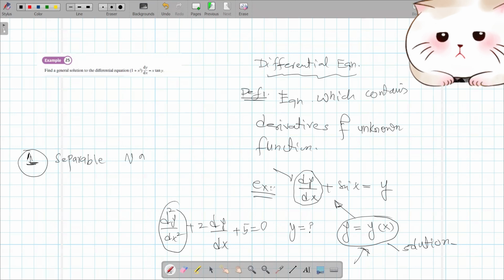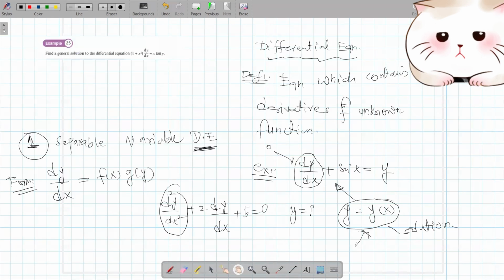the separable variable differential equation. What is that? By DE, I mean differential equation. What is a separable variable differential equation? It has a form like this: dy by dx equal to some function of x times some function of y. This is this type of differential equation.